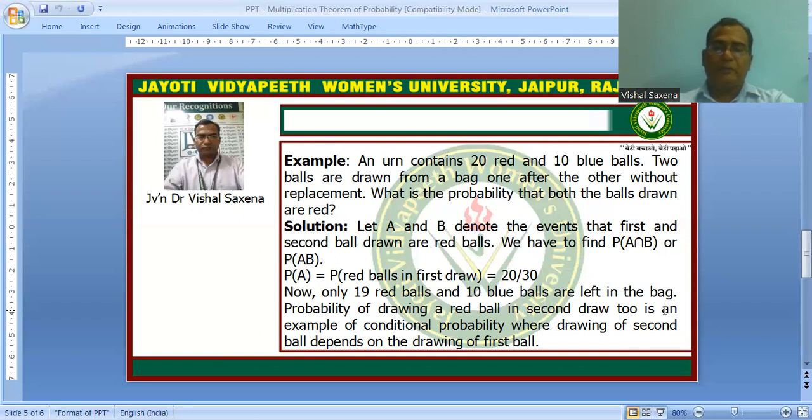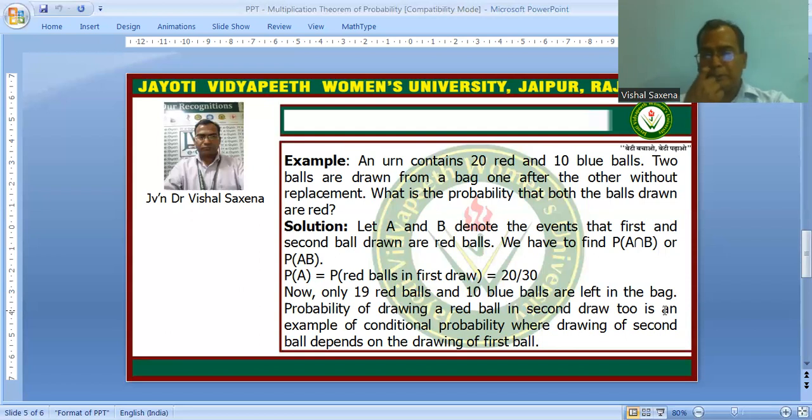So in this way, we have to find P(A intersection B), because the first ball coming red is the event A, and the second ball coming red in the second draw is the event B, and therefore both balls should be red. Therefore, P(A intersection B) is required there. And in this way, how can we solve this question?